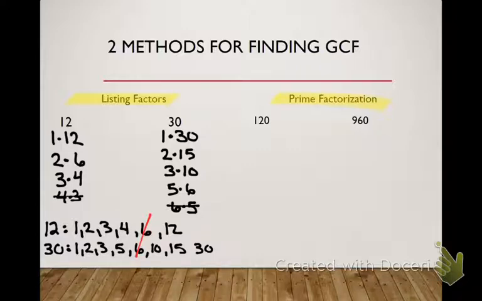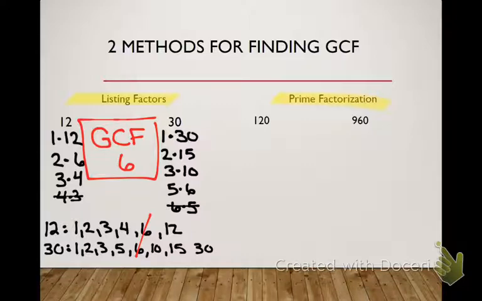You've got a number larger than 6 in the first one, 12, but 12 is not a factor of 30. So 6 is my GCF. I'm just going to write it right in between these two numbers. GCF is 6. When I'm listing factors, that's my endpoint as soon as I find the largest common factor.